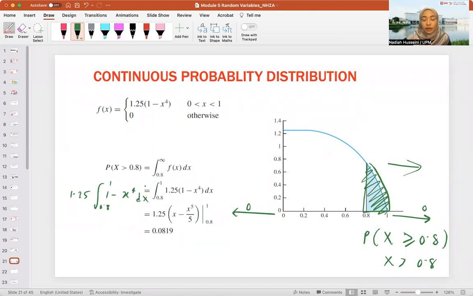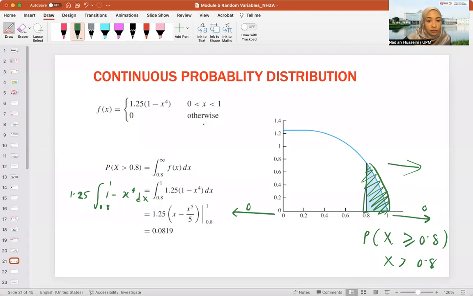Yes, doctor. Okay, that's good. I don't want to teach you integration. That's a whole different topic. So 1.25 times 1 minus x to the 4, and you're going from 0.8 up to here. I put it as infinity, but you know that your curve only extends up to 1. So you start with 0 up to infinity, and then you replace your infinity with 1.